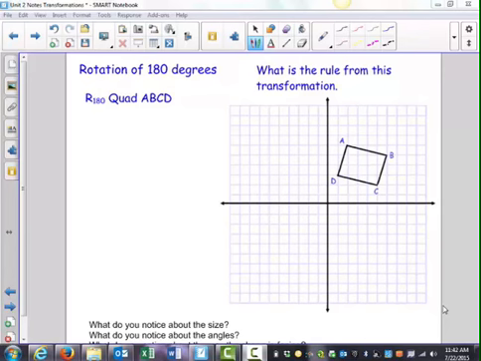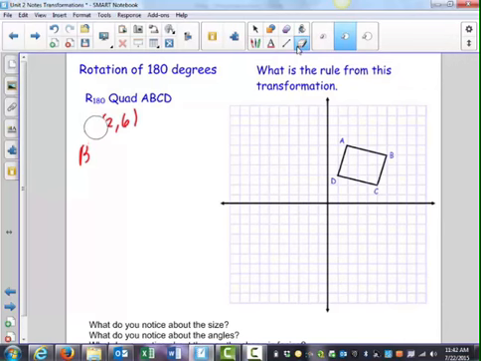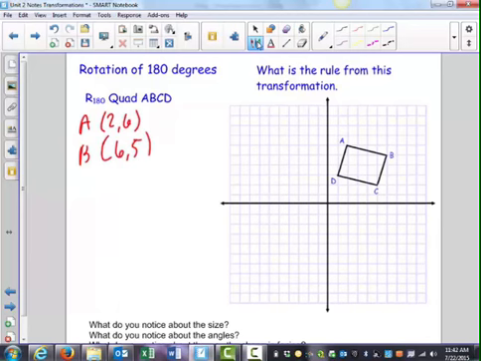Alright? So we start the same and write out our coordinates. A is 2, 6. B, let me write that a little nicer. Okay, B would be 6, 5. Okay, C looks like 5, 2. And D is 1, 3.